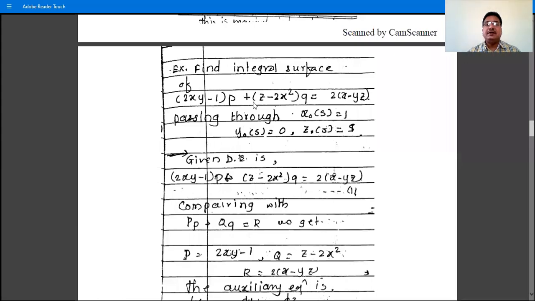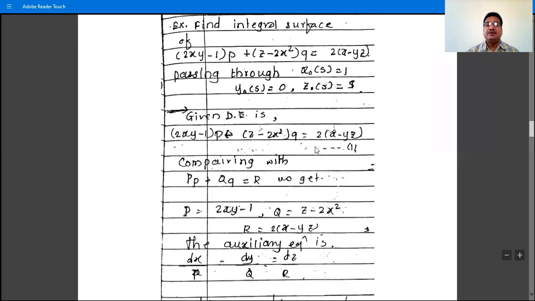Next example is: find the integral surface of (2xy - 1)p + (z - 2x²)q = 2x - yz, passing through the curve x₀(s) = 1, y₀(s) = 0, z₀(s) = s. So first we have to find the general solution of the quasi-linear differential equation Pp + Qq = R.